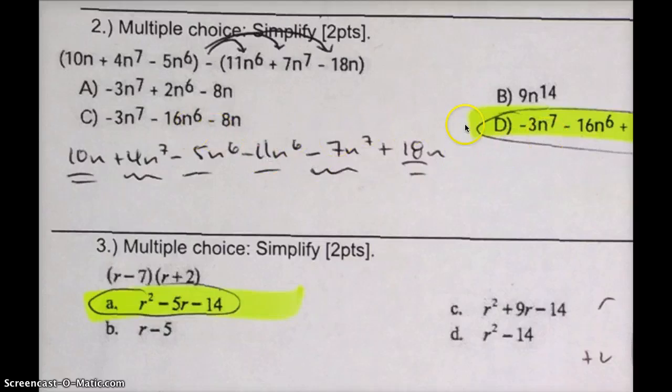So now you're left with just C and D. Now I'm going to look at the double underlines. I have 18n and positive 10n gives you 28n. And that would be choice D.